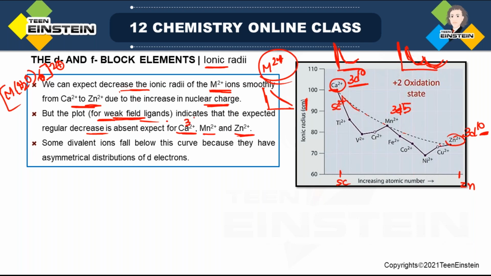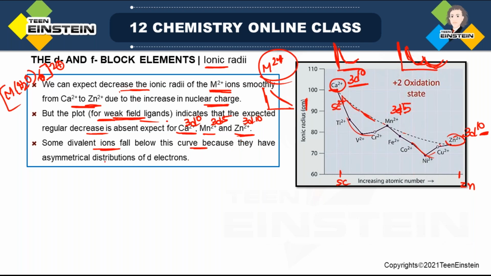Three cases means 3d0, 3d5 and 3d10. So if you consider only these three, you will get a gradual decrease. But why we are not seeing this for other cases, we have to discuss. Some divalent ions fall below this curve. That means if you consider this dotted line, they are falling below the curve that is mentioned here.